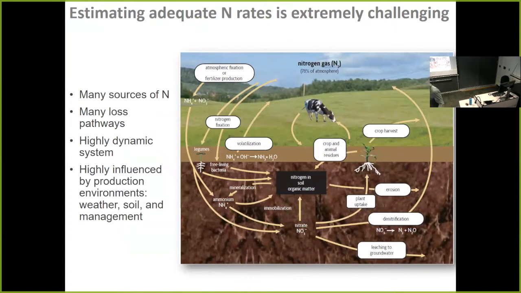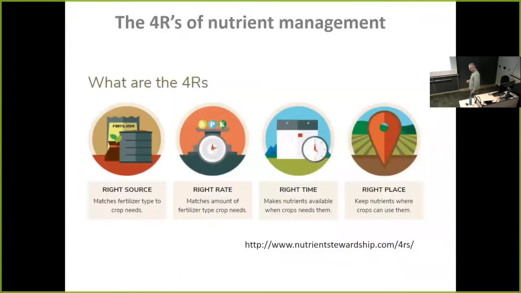It's very hard to understand what is the right N rate for a particular field, because soil nitrogen is so dynamic and so variable. It has many loss pathways and many sources of N inputs. There's organic matter, which goes through mineralization in a field, and a lot of transformation going on in every location in a field, changing in time and in space. So it's very hard to understand how much nitrogen you really have in your soil.